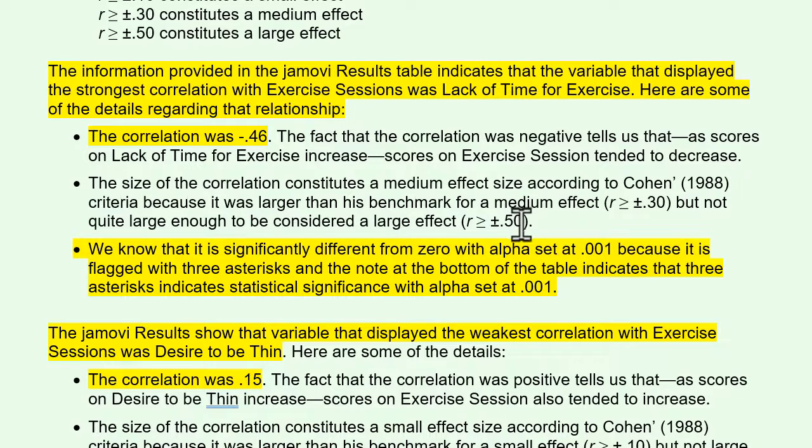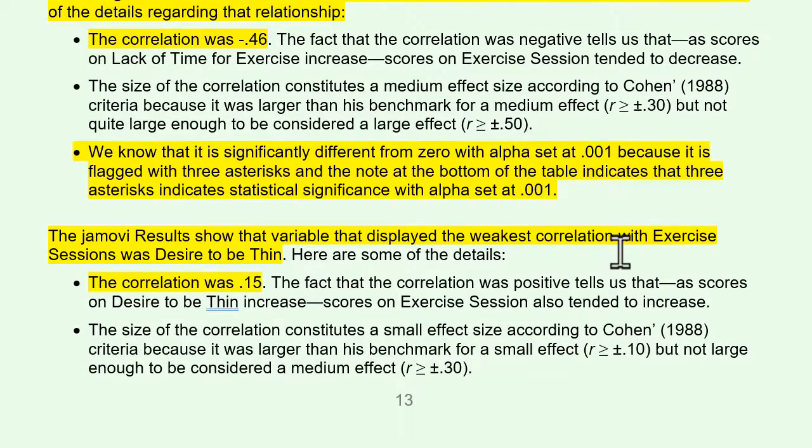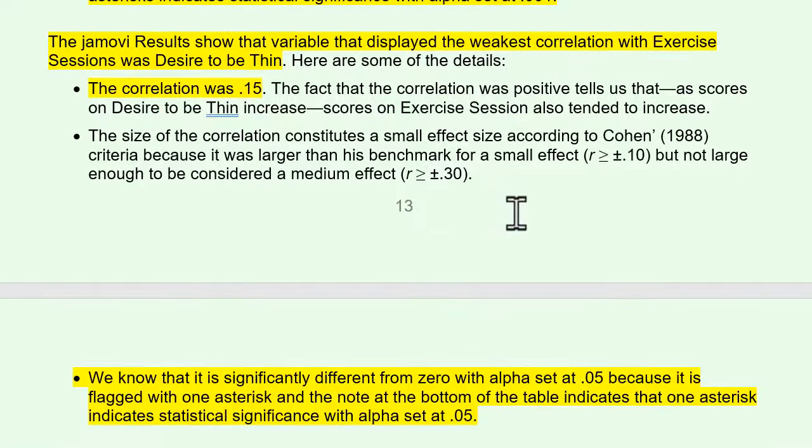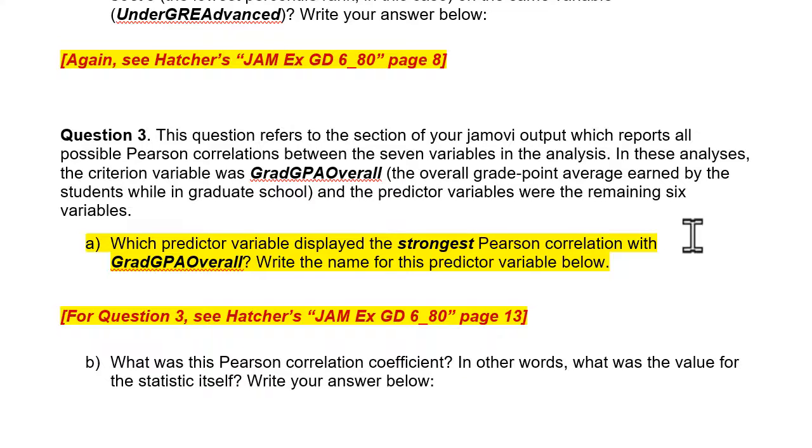The next question in your exercise, when we look at it, will be, well, which of the variables shows the weakest correlation with the criterion variable? And here in your Jamovi Guide on page 13, I tell you which variable displayed the weakest correlation in the current analysis in the guide. And in this case, it was the variable desired to be thin, and I explain how I know that that was the variable that showed the weakest correlation. Is that in fact what your next question is going to be?